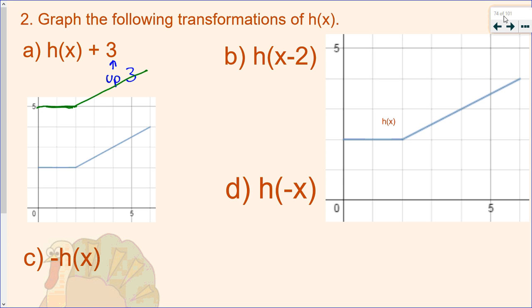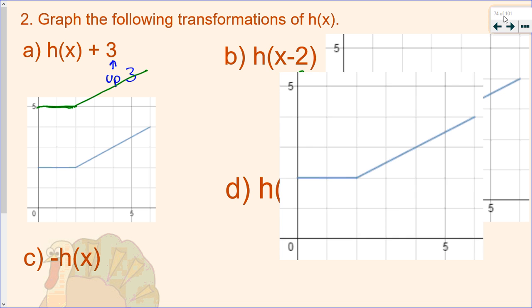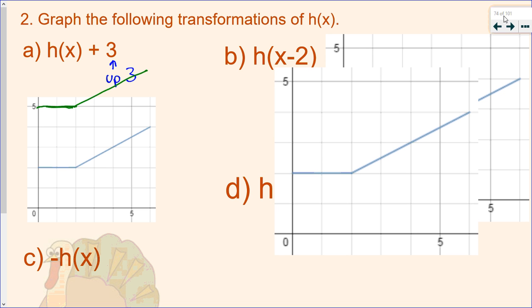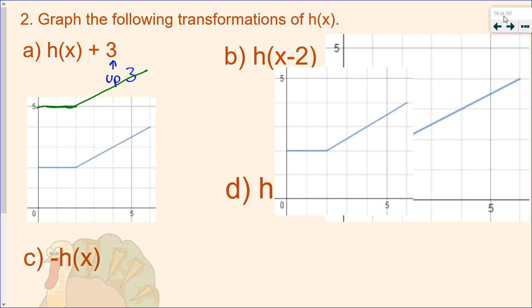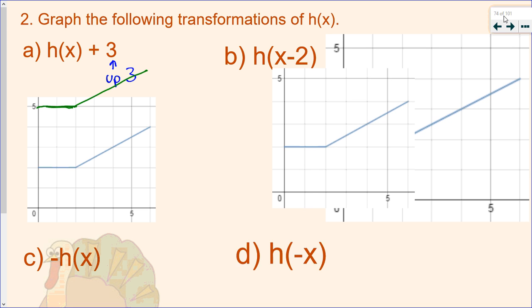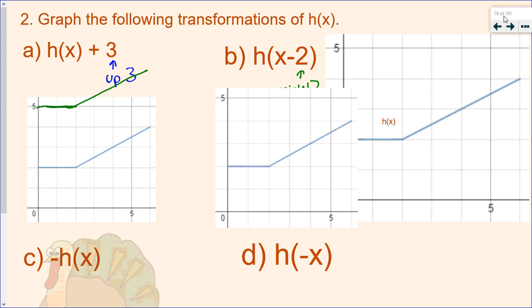So how about h of x minus 2? What is that going to be? Claire? Nope. It's done to the x. Andrew? I would say right 2. So that one is right 2, because it's done to the x. So if it's done to the x, it's going to be left or right. Subtracting is right. So I'm going to take this whole thing, move it right 2.